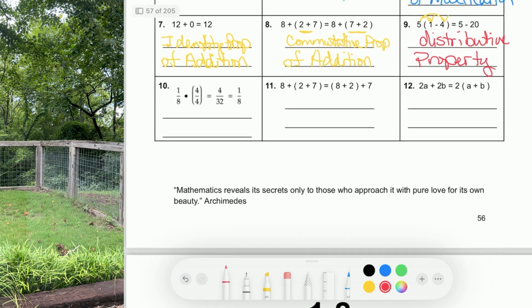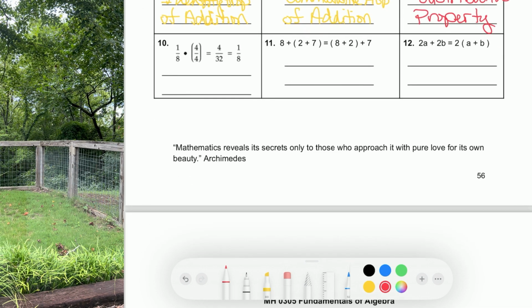All right, last few. We have number 10. We have 1 over 8 times 4 over 4, which equals 4 over 32. And then when we reduce it, we get 1 over 8. Interesting. We started out with 1/8 and we end up with 1/8. Which property deals with keeping the original value of the original number? The identity property. So this is going to be the identity property of multiplication.